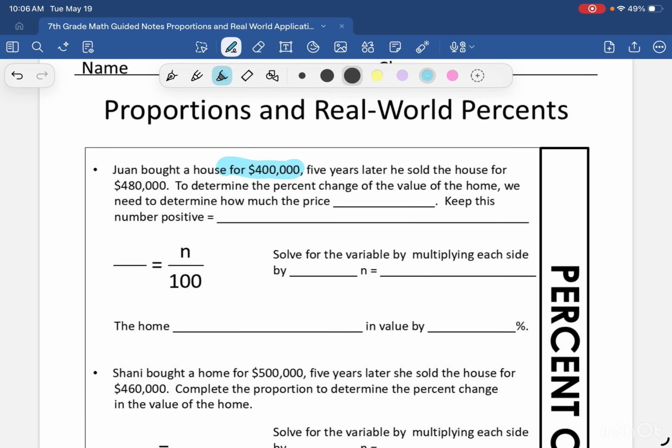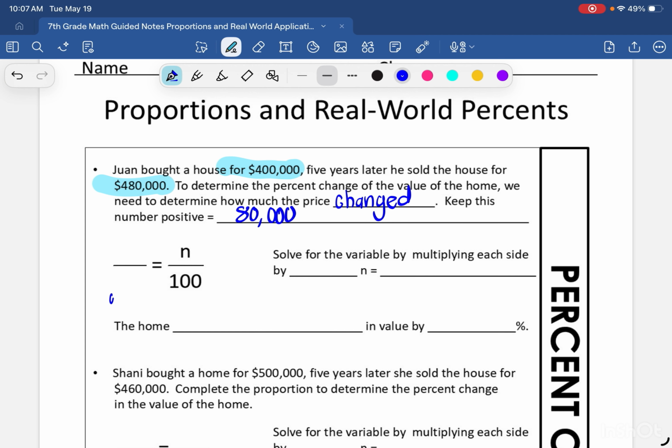Juan bought a house for $400,000. Five years later, he sold the house for $480,000. To determine the percent change of the value of the home, we need to determine how much the price changed by, because we're figuring out percent change. Keep this number positive. It went from 400,000 to 480,000, so that's a change of $80,000. If I don't know that, I can always subtract. I just want to keep the number positive.